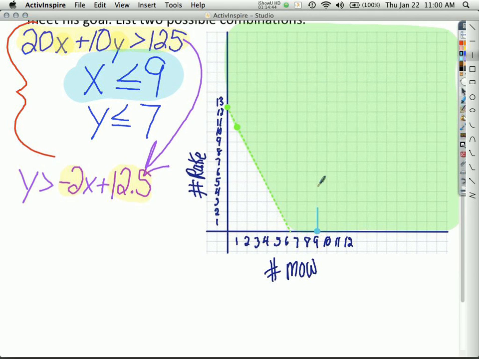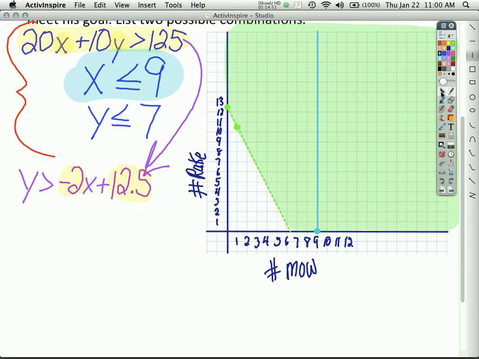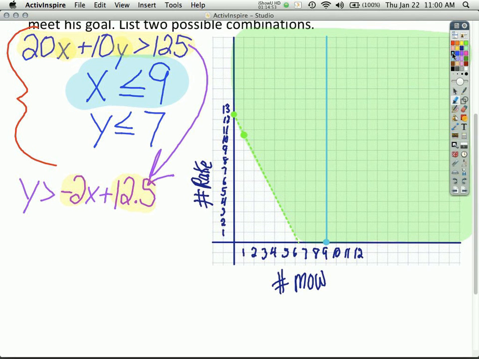And so this gets drawn, and now we have to shade. So now this is something new. Where do we shade? Where do we shade?